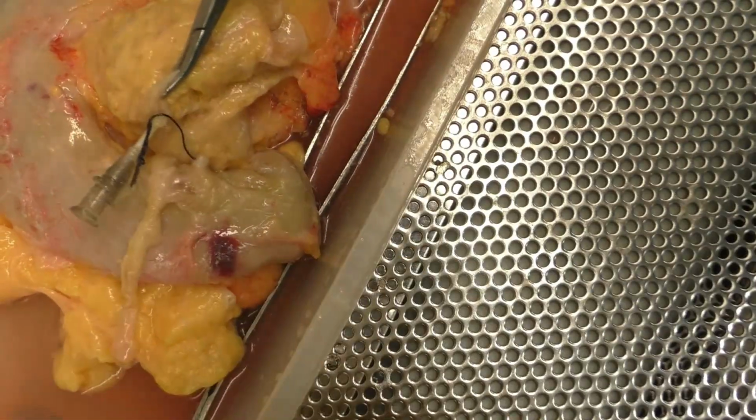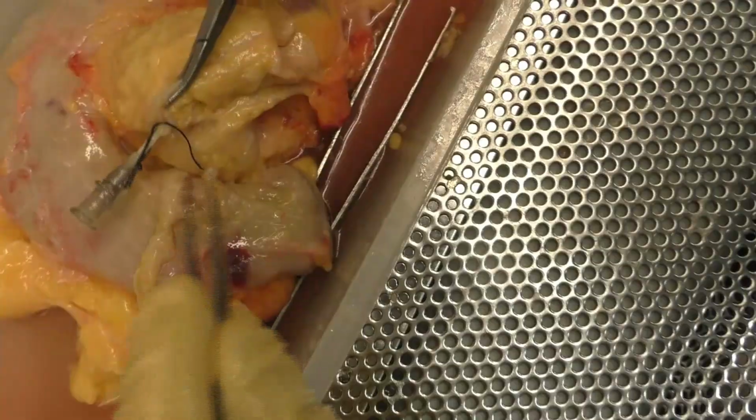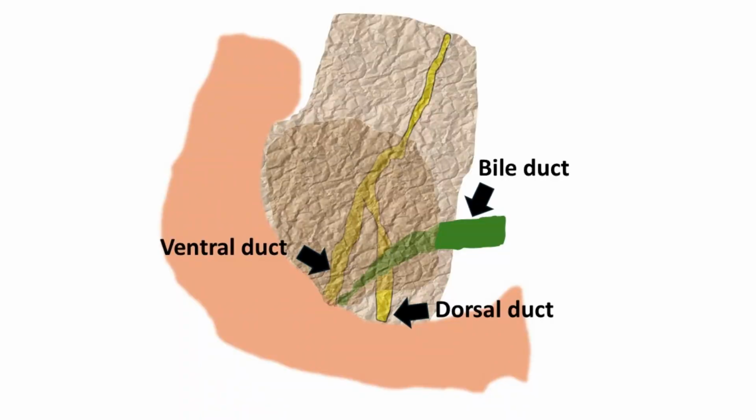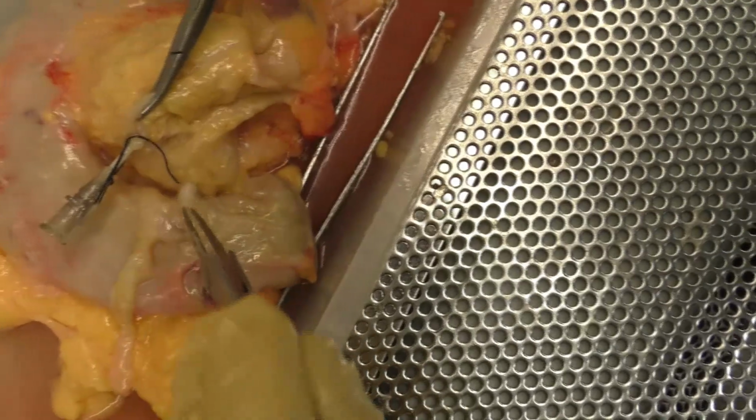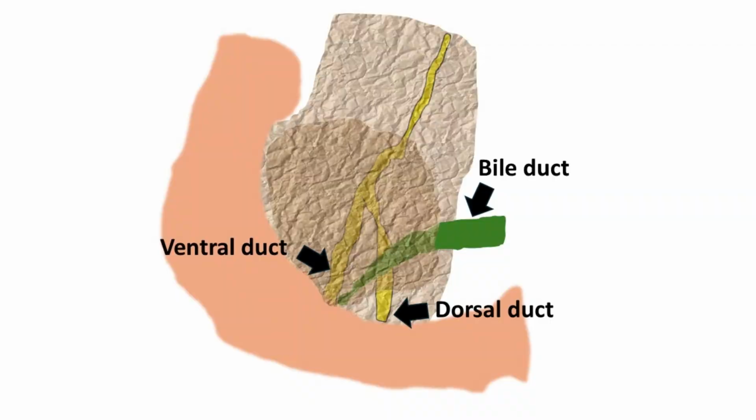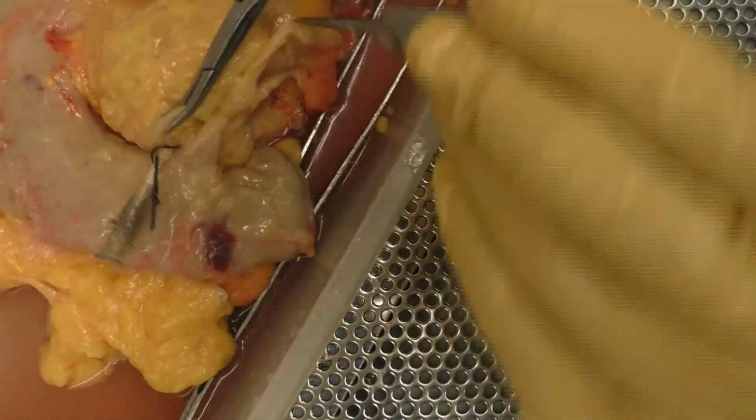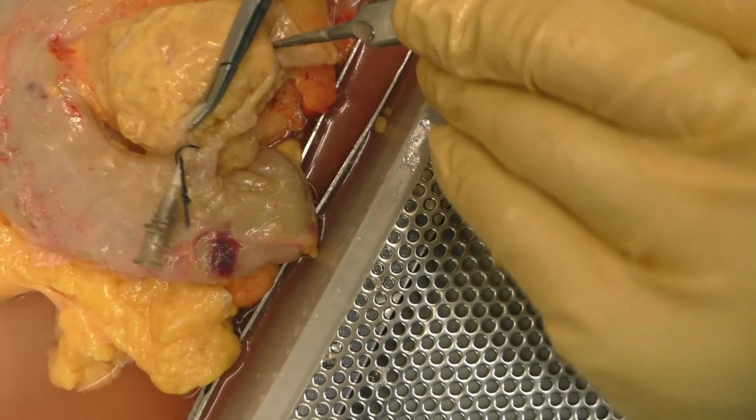Here is another case of normal pancreas. Notice that the ventral duct is located posterior and distal to the dorsal duct, whereas the dorsal duct is located anterior and proximal to the ventral duct. Understanding this spatial relationship between the ventral and dorsal ducts is critically important for islet surgeons.